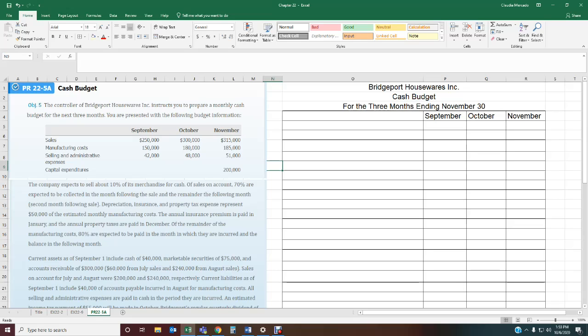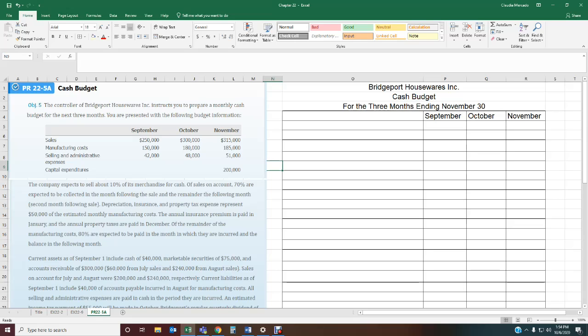Okay, so the problem reads: the controller of Bridgeport Housewares instructs you to prepare a monthly cash budget for the next 3 months. And we are being asked to prepare a budget for September, October, and November. You are presented with the following budget information. So they give you the sales amount per month, the manufacturing costs, the selling and admin expenses, and the capital expenditures.